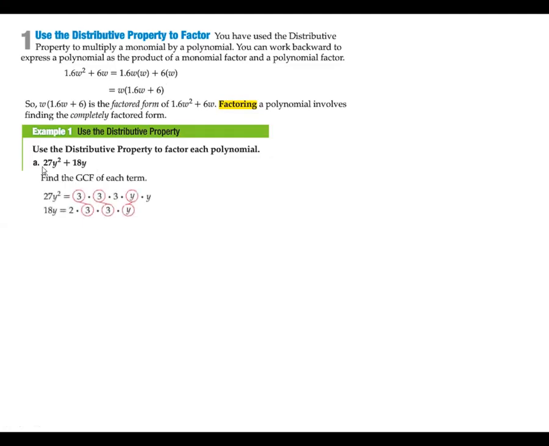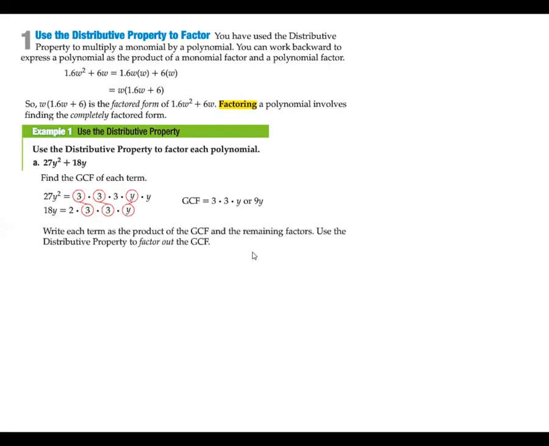So if you write 27 in its expanded form, it's just 3 times 3 times 3, and then y squared is y times y. The 18 is 2 times 3 times 3 times y. The greatest common factor is what factors they both have in common. Well, they both have 2 factors of 3 and 1 factor of y in common. So the GCF is 3 times 3 times y, or 9y.